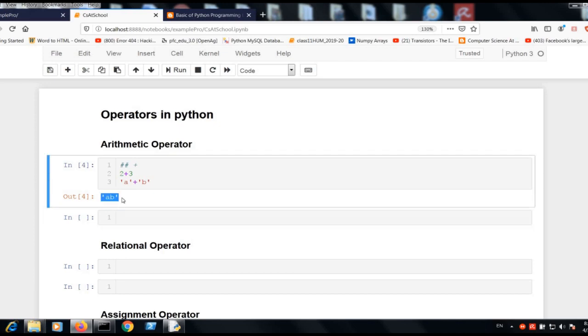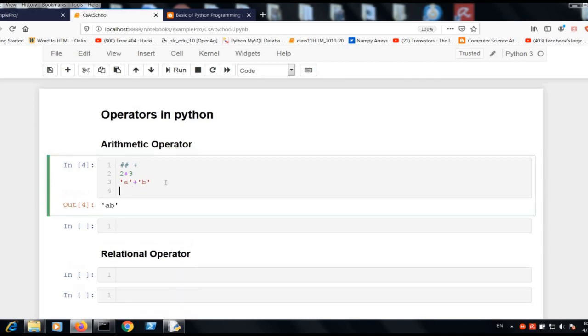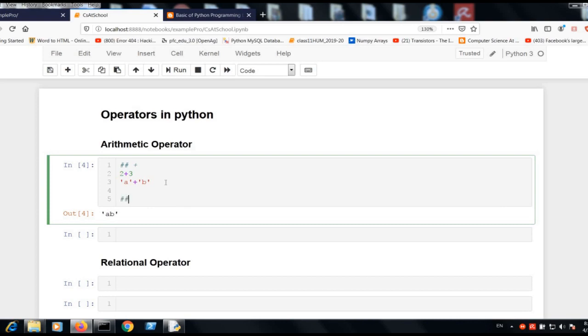So we have to understand, this is an example of something called operator overloading in some other programming languages, but in Python we don't have those kinds of ideas. If the operands are numbers, then it will find the sum, the normal arithmetic operation. But if the operands are anything but numbers, strings or anything else, then this plus operator will behave as a concatenation operator, that it will simply concatenate.